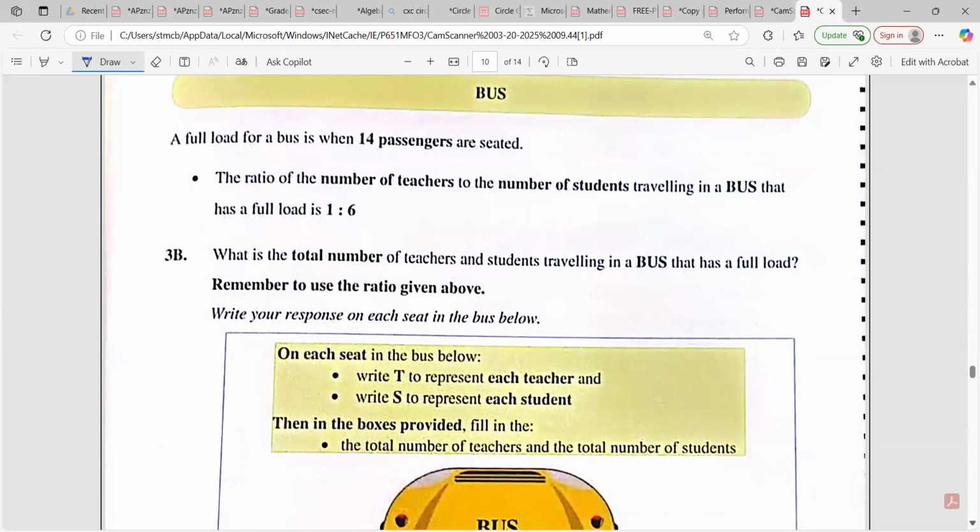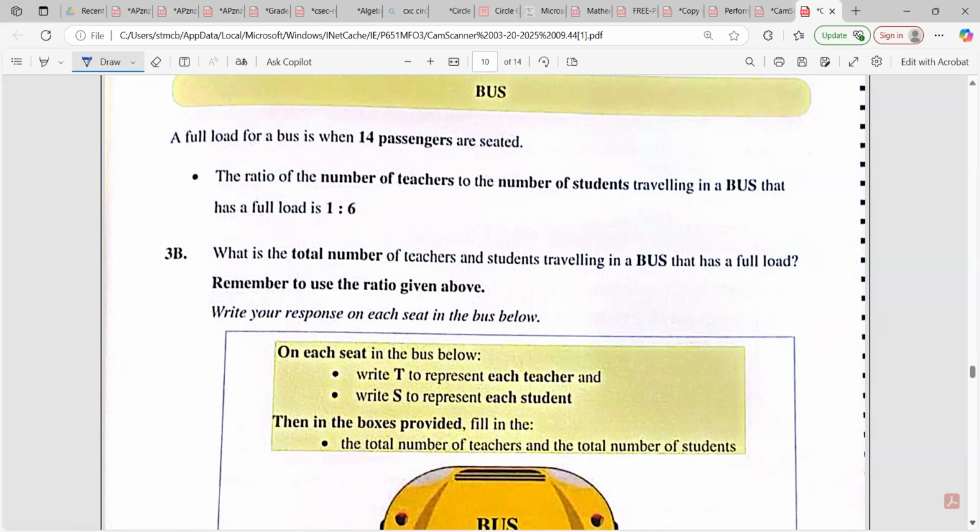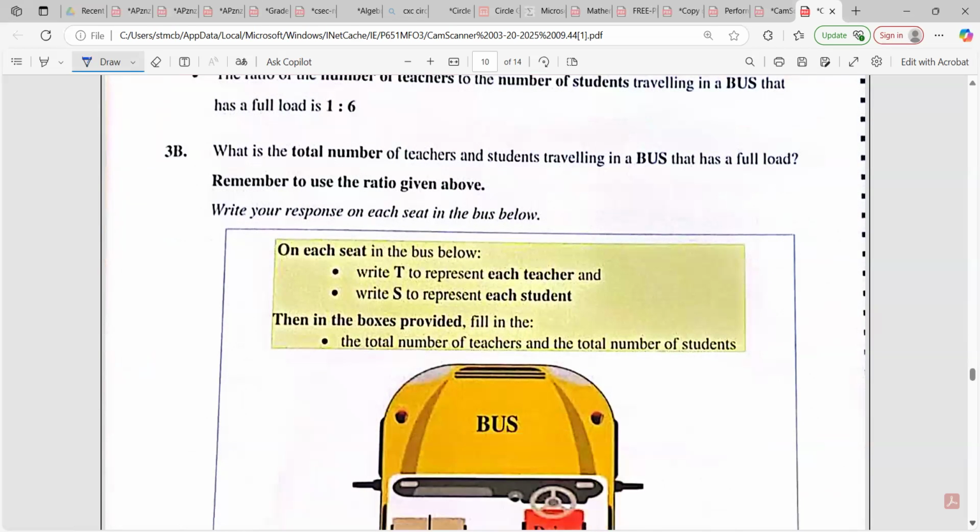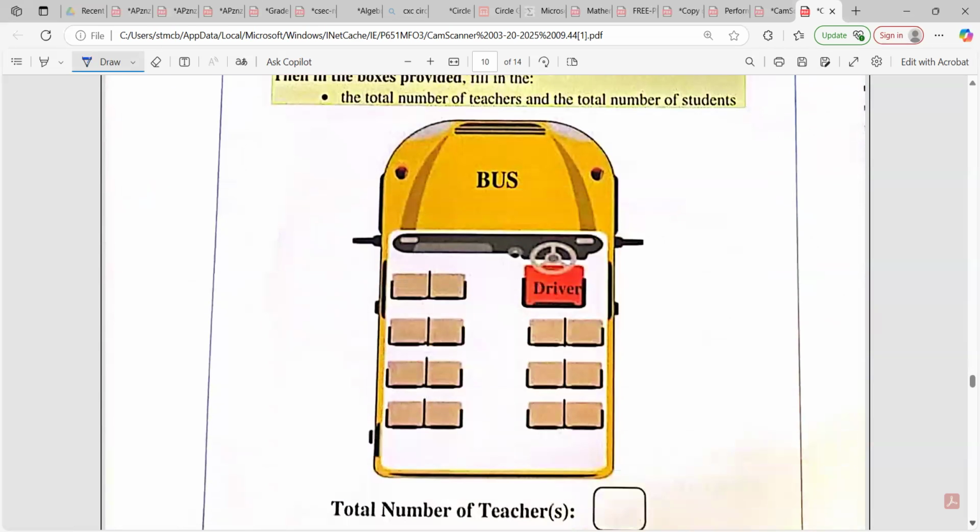A full load for a bus is when 14 passengers are seated. The ratio of the number of teachers to the number of students traveling in a bus that has a full load is 1 to 6. What is the total number of teachers and students traveling in a bus when it has a full load? Remember to use the ratio given above. Write your response in each bus. So it says you're supposed to have 2 teachers. Just like what I did first, I'm going to continue with the same thing. Students, right?